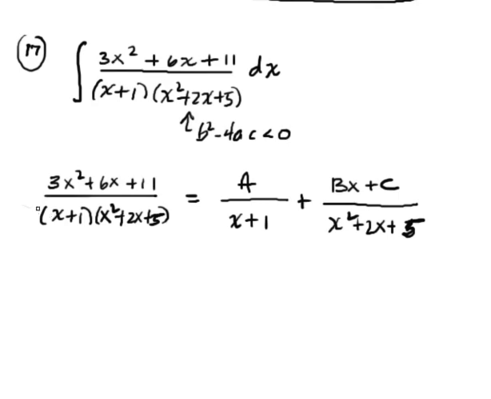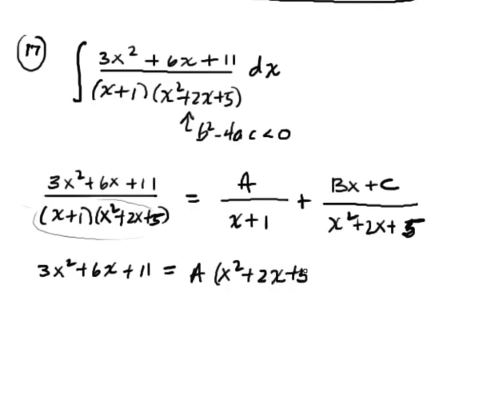Now multiply both sides by this denominator. So on the left side we have 3x squared plus 6x plus 11. And on the right side, when we multiply by this denominator, the x plus 1's cancel, so we're going to get A times x squared plus 2x plus 5. And when we multiply this by this denominator, these two will cancel, and we'll be left with Bx plus C times x plus 1.